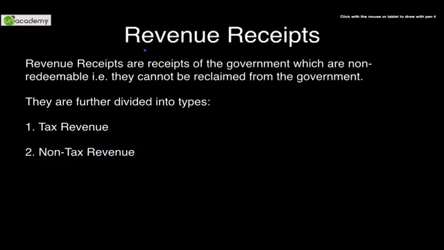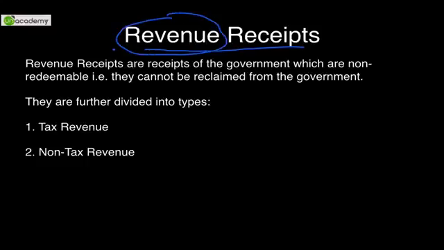As we had discussed, revenue expenditure is day to day expenditure. What are revenue receipts? Revenue receipts are the receipts of the government which are non-redeemable, that is, they cannot be reclaimed from the government. Once they are gone, they are gone, they cannot come back. So, these are of two types.